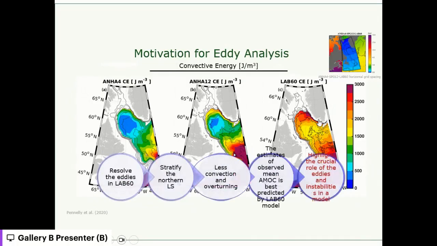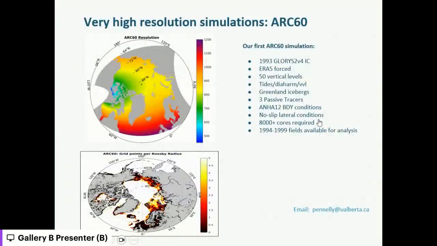I'm just going to actually skip ahead for time. So, given that 1/60th is really good for the Labrador Sea, we decided to bite the bullet and run the entire Arctic and subpolar gyres at 1/60th.